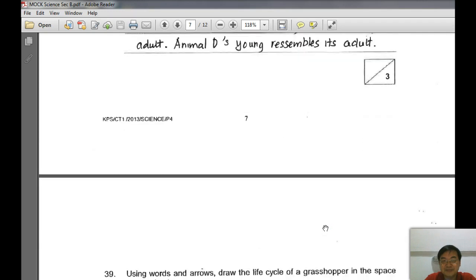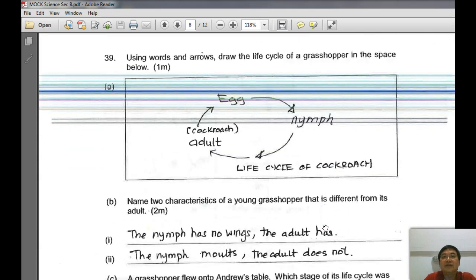Next. Okay, just draw a life cycle of a cockroach. Sorry, not cockroach over here. It says grasshopper. Again, probably some mistake in the work. Okay, you put grasshopper. Write out grasshopper over here. And grasshopper has its nymph. Over here, sorry, it's a grasshopper.